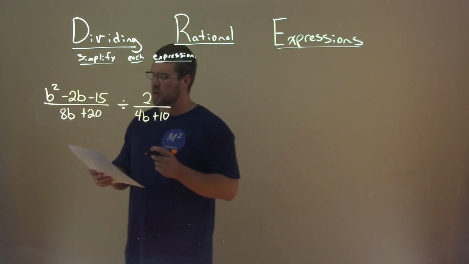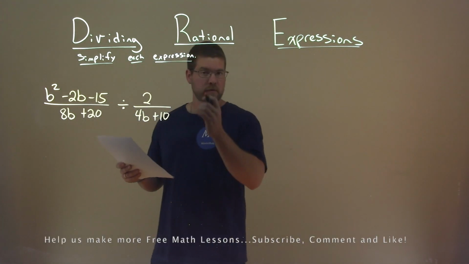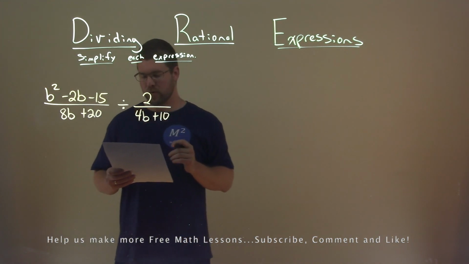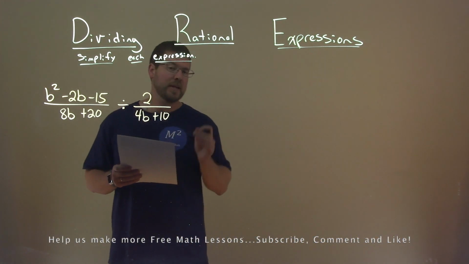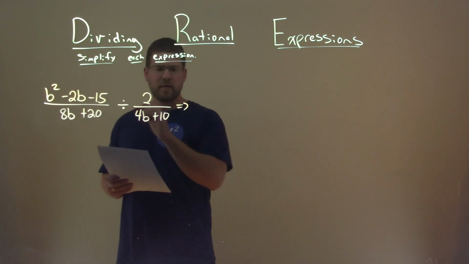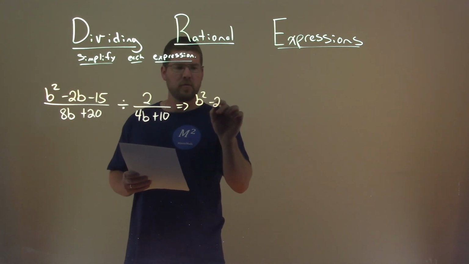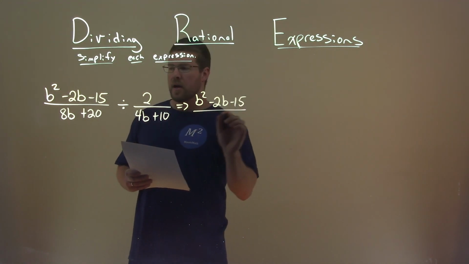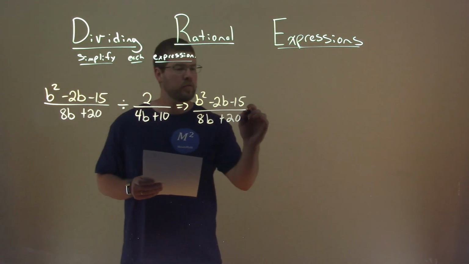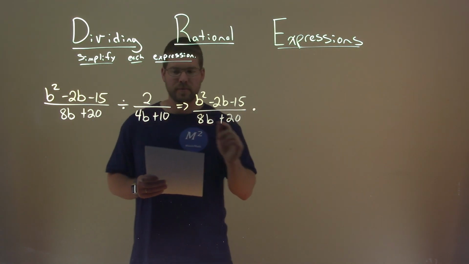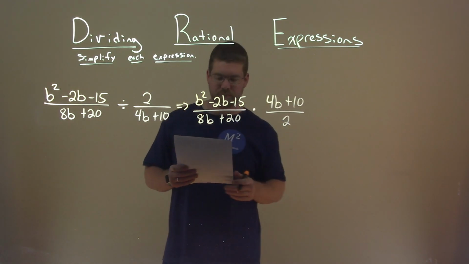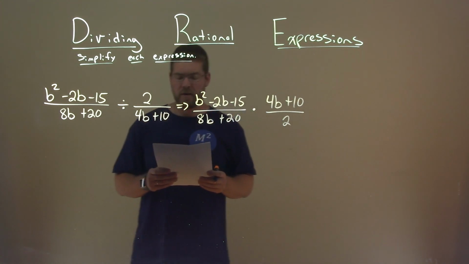We're given this expression right here. B squared minus 2b minus 15 divided by 8b plus 20, divided by 2 over 4b plus 10. And we need to simplify this expression. Well, the first thing I'm going to do is rewrite the first half, the b squared minus 2b minus 15 over 8b plus 20. But instead of dividing, I'm going to multiply, and I'm flipping the fraction. That's the same thing. So 4b plus 10 over 2. This makes it easier for me to cancel some stuff out.